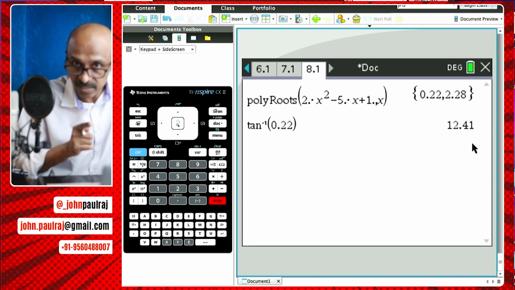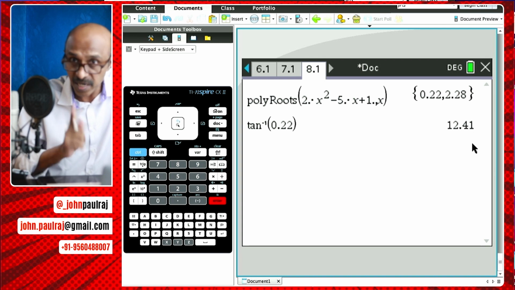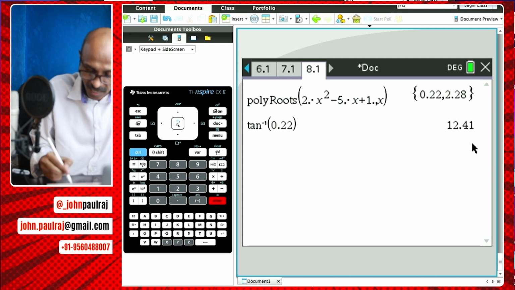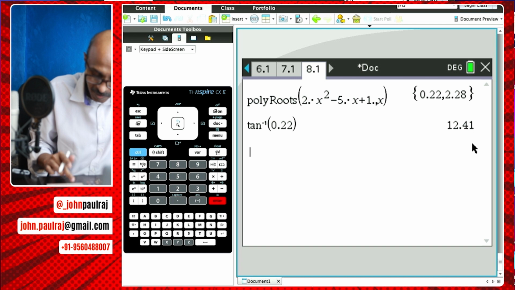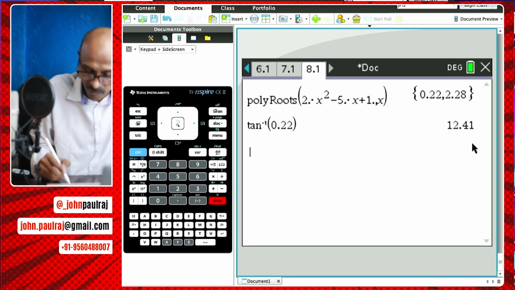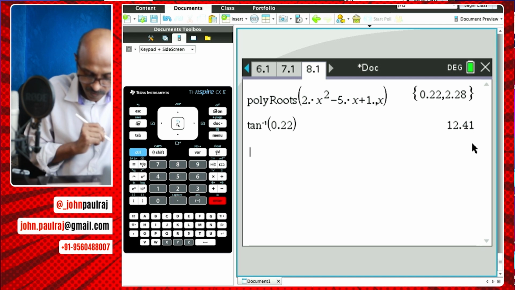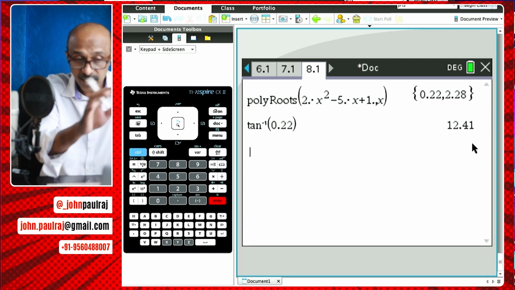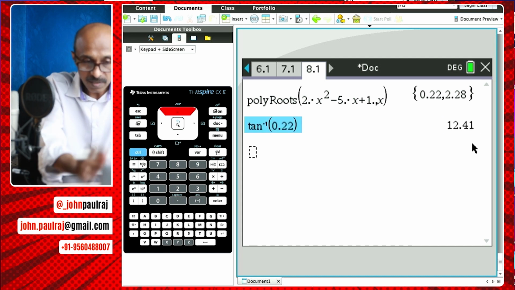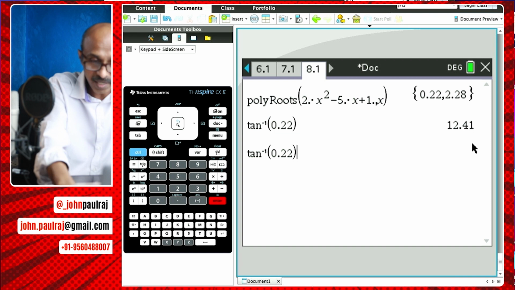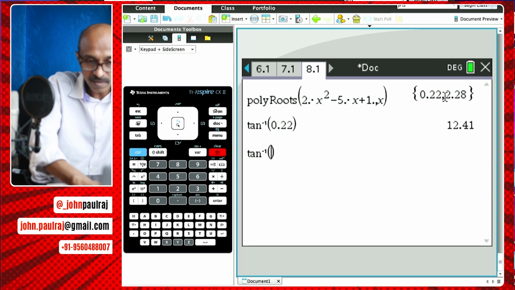When it comes to angles, you need to round it off to one decimal place. That will be given in the question anyway. Remember, the angle measure is not 3SF, it's one decimal place. So 12.4 is what you need to write for the first one. And the second one, as I've shown this trick before, use the up arrow key, bring that expression down, and just change that. If you want to save time, then you just copy and paste.